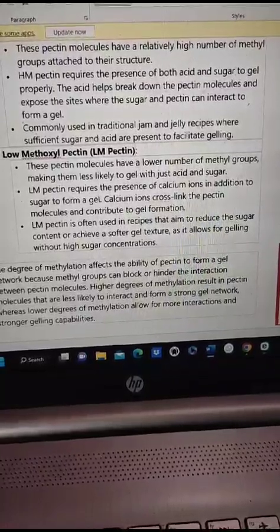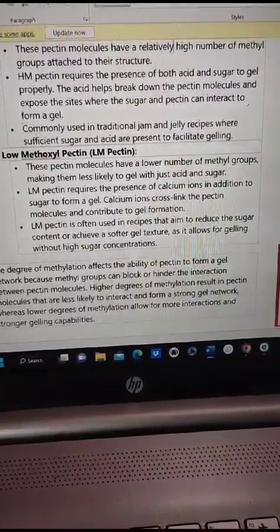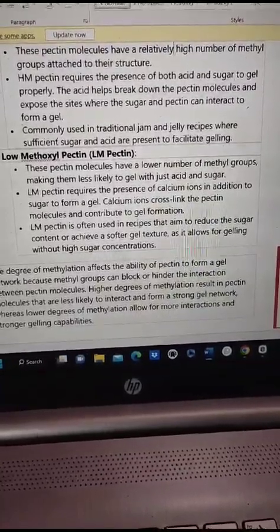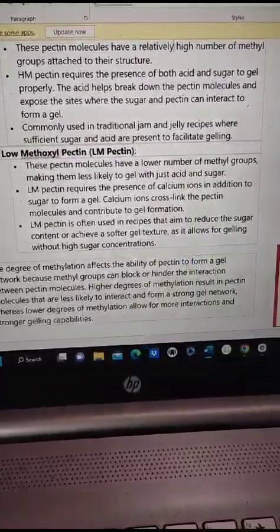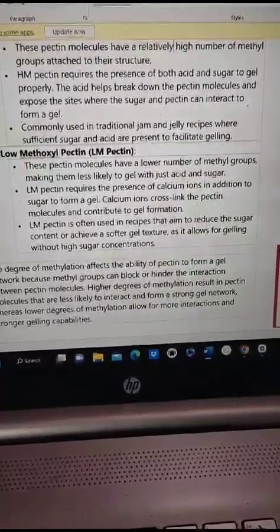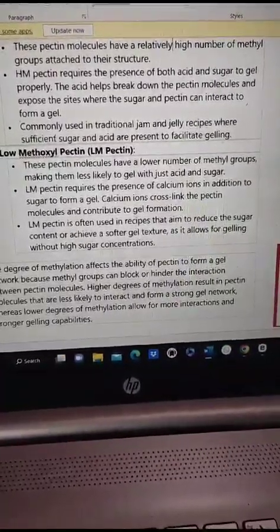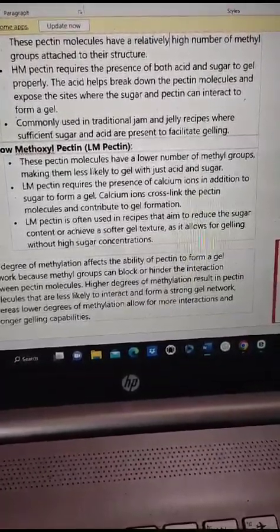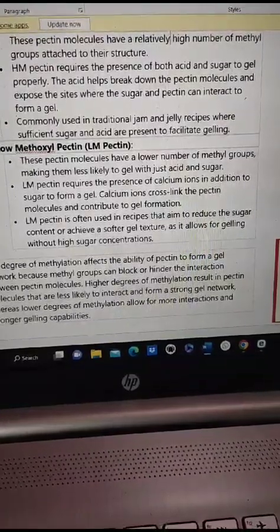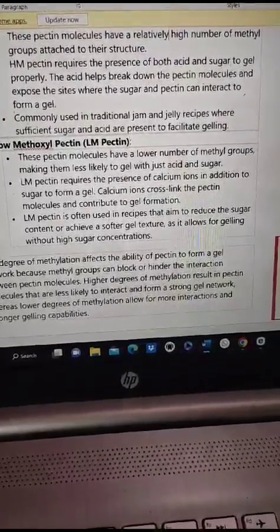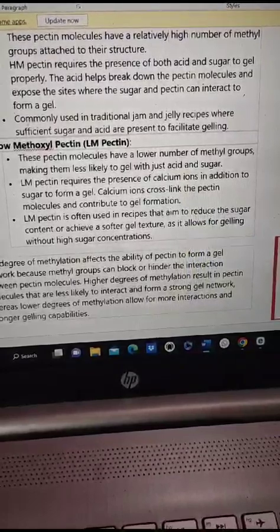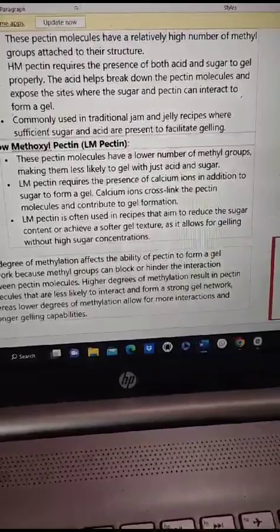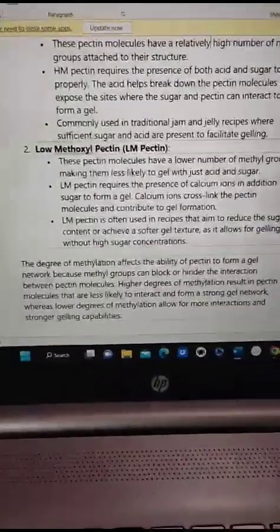Low methoxyl pectins require the presence of calcium ions in addition to sugar to form the gel, and calcium ions mainly cross-link with the pectin molecules and contribute to gel formation. Low methoxyl pectin is a good choice for reducing the sugar content while achieving a softer gel structure. Also, it allows for gelling without high sugar concentrations.